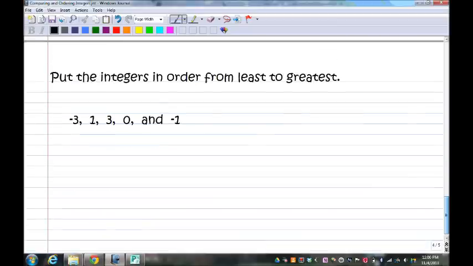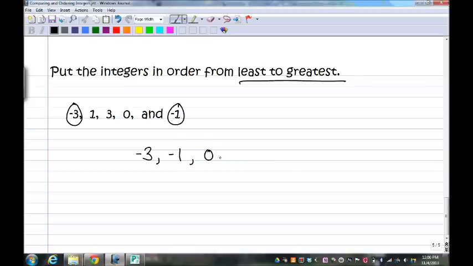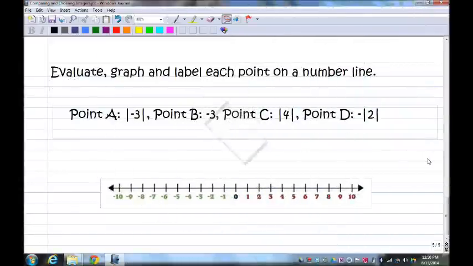Now let's put some in order, shall we? Order. I want to put these integers in order from least to greatest. The most common student mistake with these is doing greatest to least. Pay attention to the directions here. Okay, so negative numbers are going to be the smallest ones. Well, if you're looking for the smallest, hopefully you can do this without a number line, you'd realize that, hey, that would be that one. Negative 3 is small. What's bigger than that, though, is negative 1. Then, good old 0. Then we have a positive 1 and a positive 3.